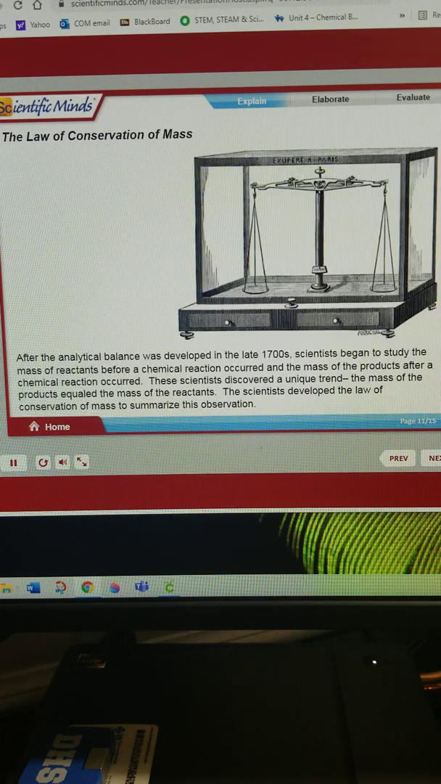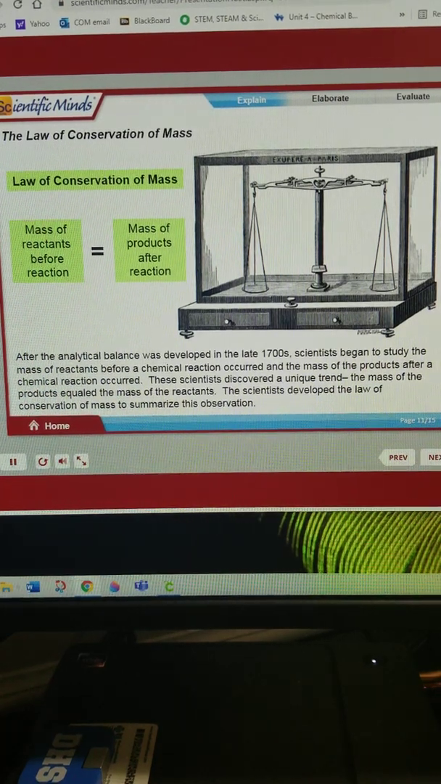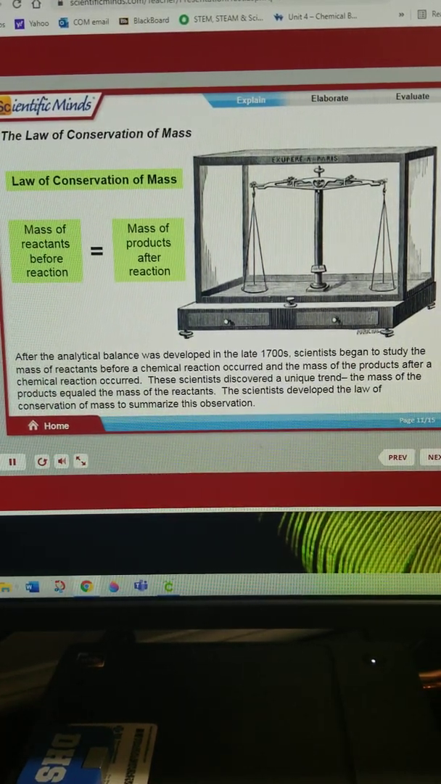After the analytical balance was developed in the late 1700s, scientists began to study the mass of reactants before a chemical reaction occurred and the mass of the products after a chemical reaction occurred. These scientists discovered a unique trend. The mass of the products equaled the mass of the reactants. The scientists developed the law of conservation of mass to summarize this observation.